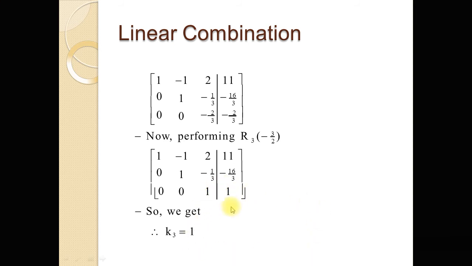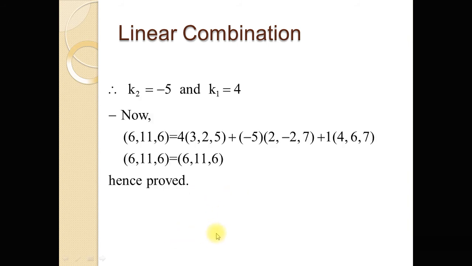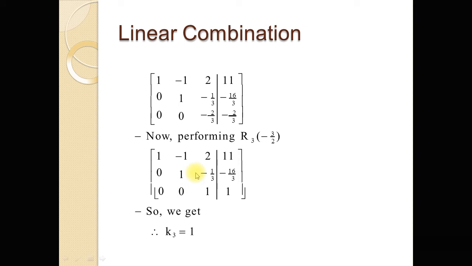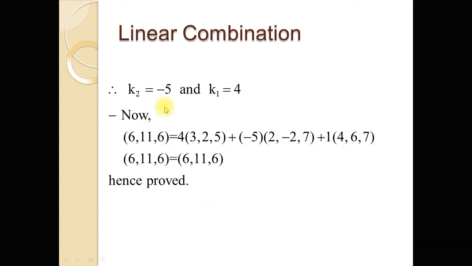Now from this echelon form, by back substitution, the value of K3 is 1. Now putting the value of K3, we obtain the value of K2, minus 5. Actually this is the second equation: K2 minus 1/3 K3 is equal to minus 16/3. Putting K3 equal to 1, we obtain minus 16/3 plus 1/3, which is minus 15/3, and minus 15/3 means minus 5. We obtain K2 is equal to minus 5.